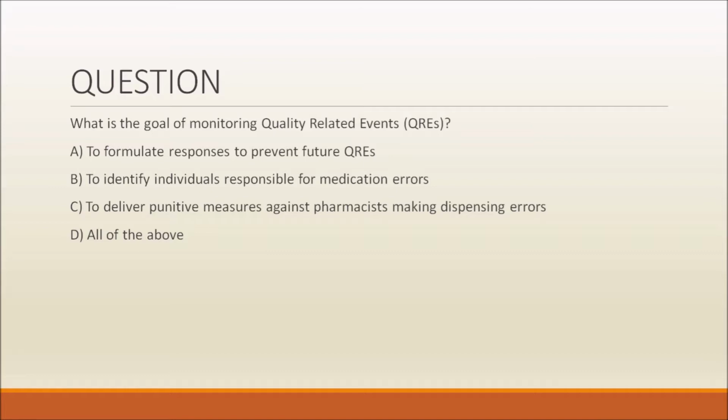So what is the goal of monitoring quality-related events? Is it A, to formulate responses to prevent future QREs? B, to identify individuals responsible for medication errors? C, to deliver punitive measures against pharmacists making dispensing errors? Or D, all of the above?